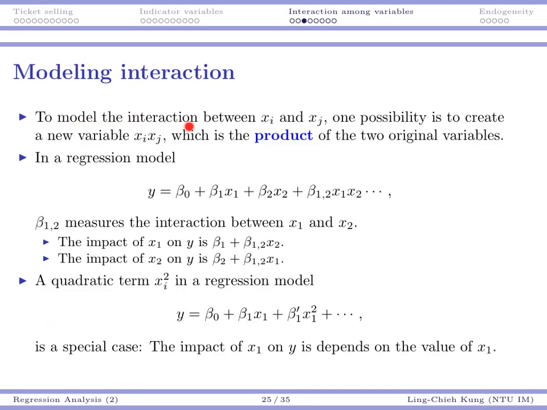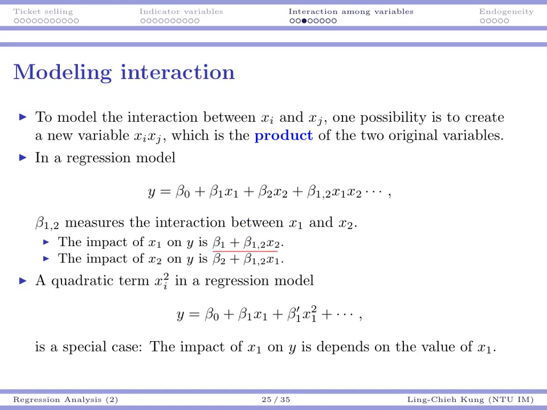So if we want to model the interaction between xi and xj, one possibility is to create a new variable, xi xj, that is the product of these two variables, and then put it into our regression model. We will get one coefficient, let's call it beta 1,2. Beta 1,2 measures the interaction between the two variables. The impact of x1 now becomes beta 1 plus beta 1,2 times x2.